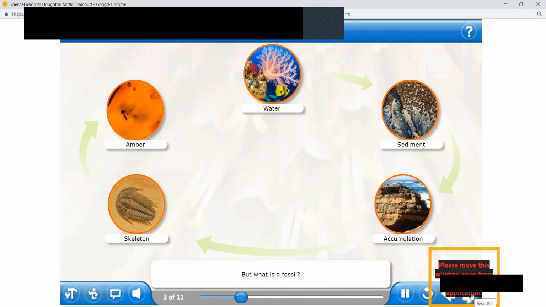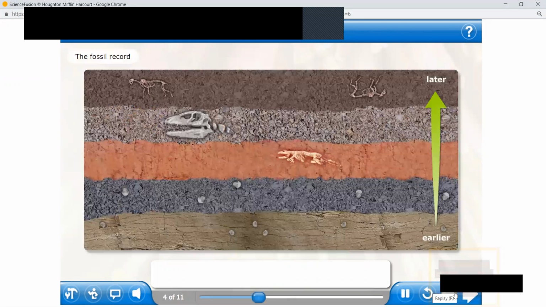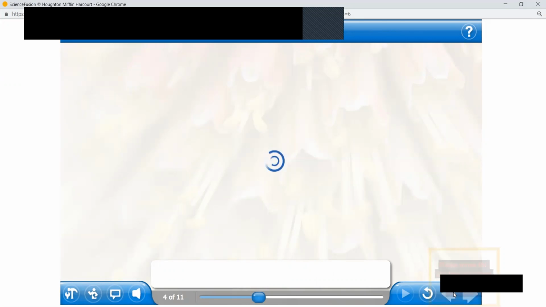Miss, a fossil is physical evidence. I didn't understand the amber. Okay, wait a second. They store it, girls, like I'll tell you.